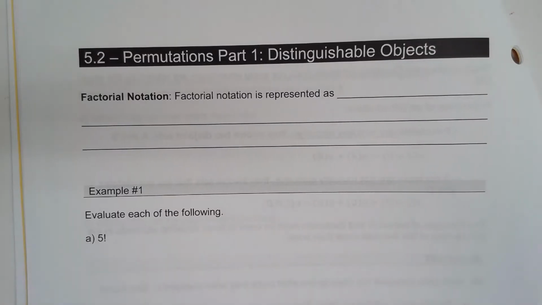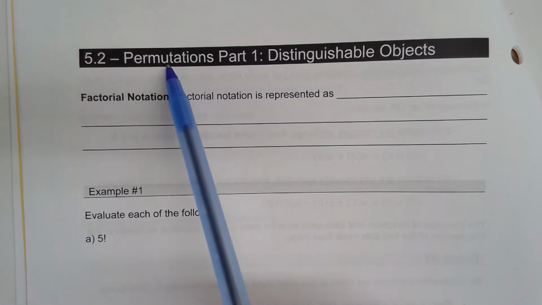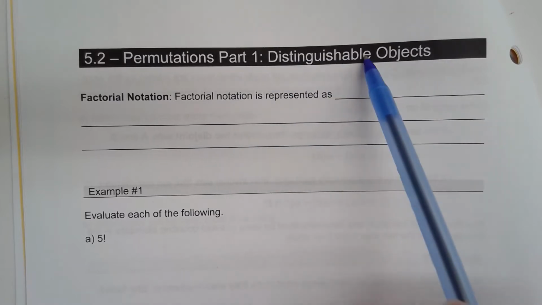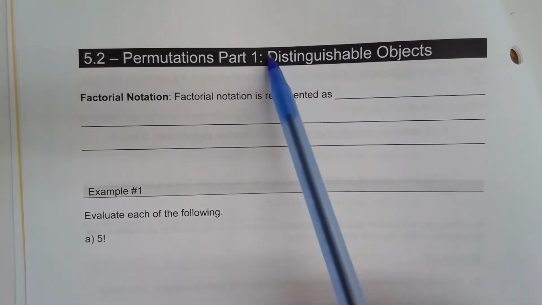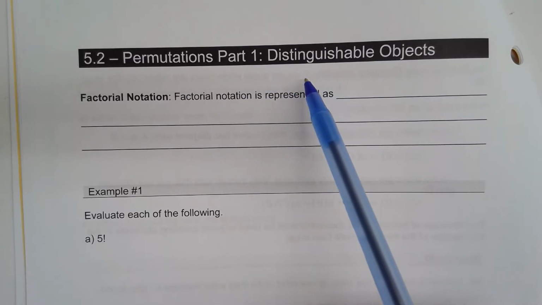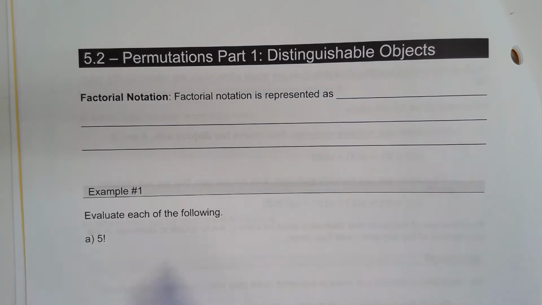Hi students, today we're going to talk about factorials, and we're going to start Permutations Part 1, which is talking about distinguishable objects. Now that word distinguishable means that if I have two different things, they are definitely different in some way. They are not the same object twice. Like I can definitely tell the difference between one and the other.